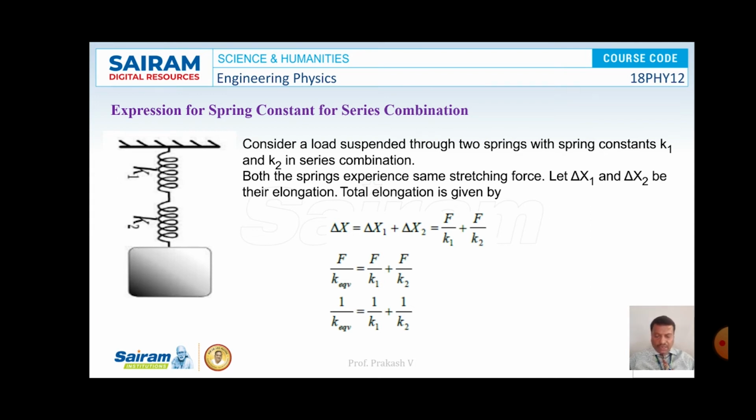If there are n number of springs connected in series, then 1 by K equivalent or 1 by Ks is equal to summation of i is equal to 1 to n of 1 by Ki, and the corresponding period of oscillation is given by T is equal to 2 pi into square root of m by Ks, or m by K equivalent. So both are taken into account here.